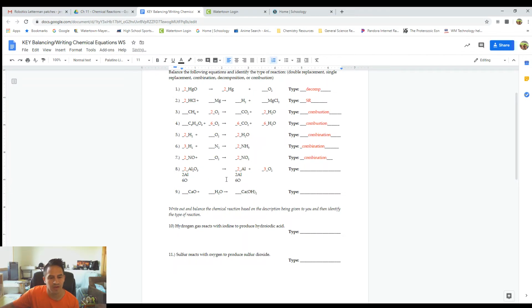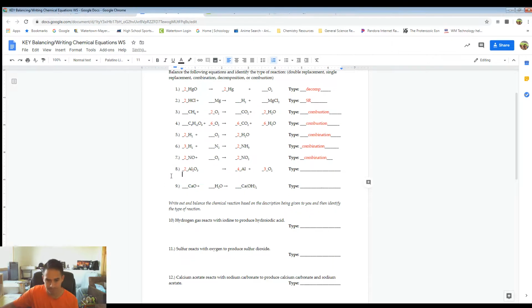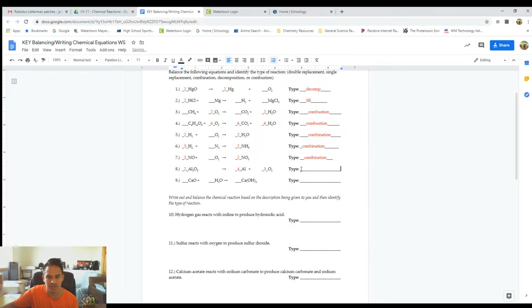Now that unbalances our aluminums because now we have 4 on the left, but we can easily change that by just changing this 2 to being a 4. And then everything is balanced out. Okay? All right. As for the reaction type, this is going to be a decomposition reaction. So, decomp. We have one reactant breaking apart to make 2 products. Okay, last one here now.